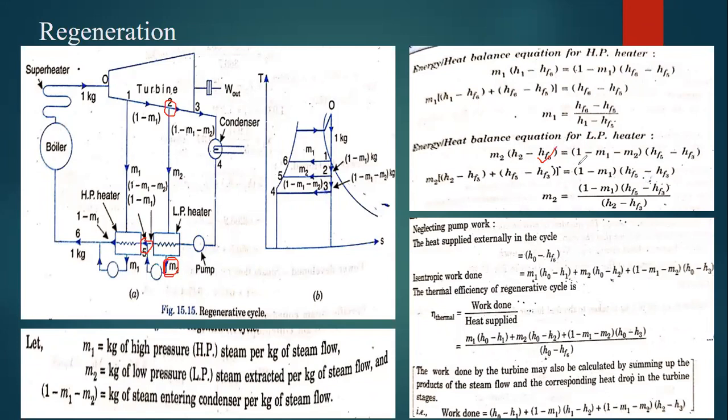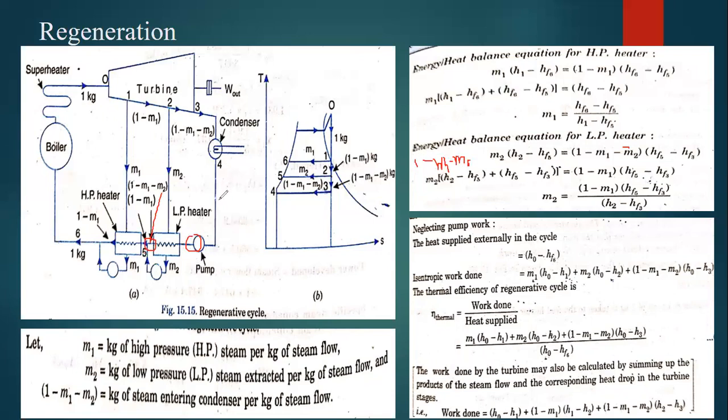That is clear, right? Now, what is the output we are going to have here? 1 minus M1 minus M2 kg of output, and the enthalpy is HF5. And actually, for the input, again the same term: it should be 1 minus M1 minus M2, which is going to be the input for this low pressure heater.